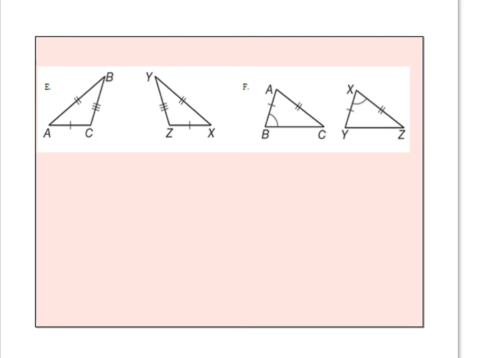Okay, so part E, what do you think? Is there enough information to know if those two triangles are congruent? I see a single, a double, triple, a single, a double, triple on both triangles. So I would say yes, because the three sides match up. So side, side, side. Take a minute and look at part F.